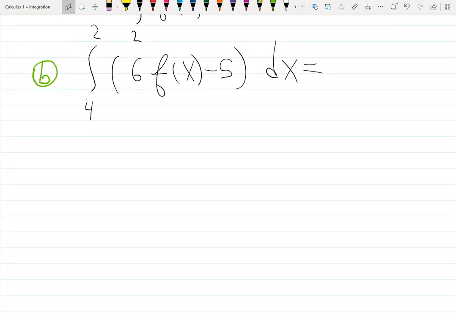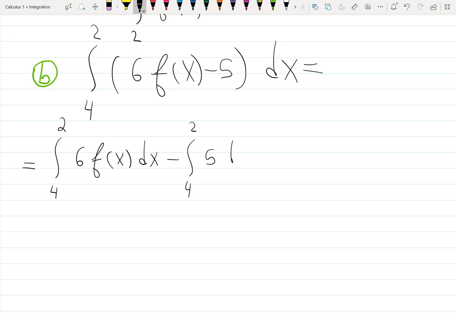Okay, what do I know? I know how to break integrals into pieces, and that's what I'm going to do right away. I will create two integrals from this one integral. And I'm first going to break it and then do it step by step to make sure you avoid mistakes. The first integral will be from 4 to 2 of 6 f of x dx minus the integral from 4 to 2 of 5 dx.